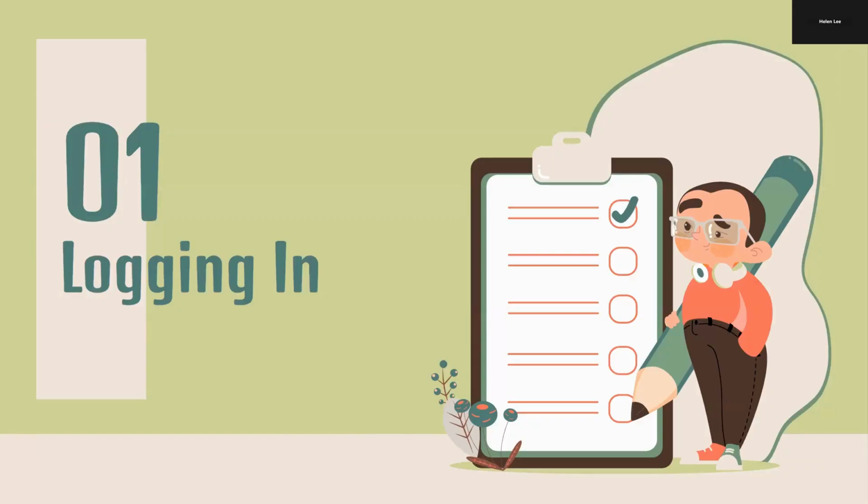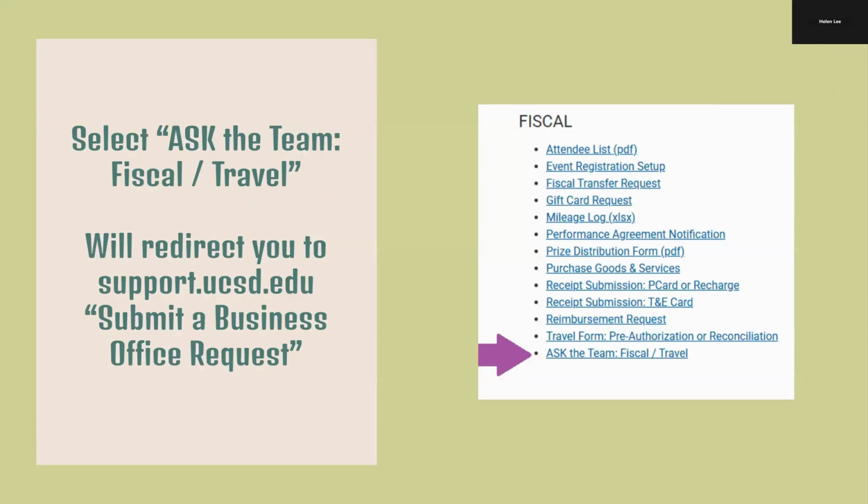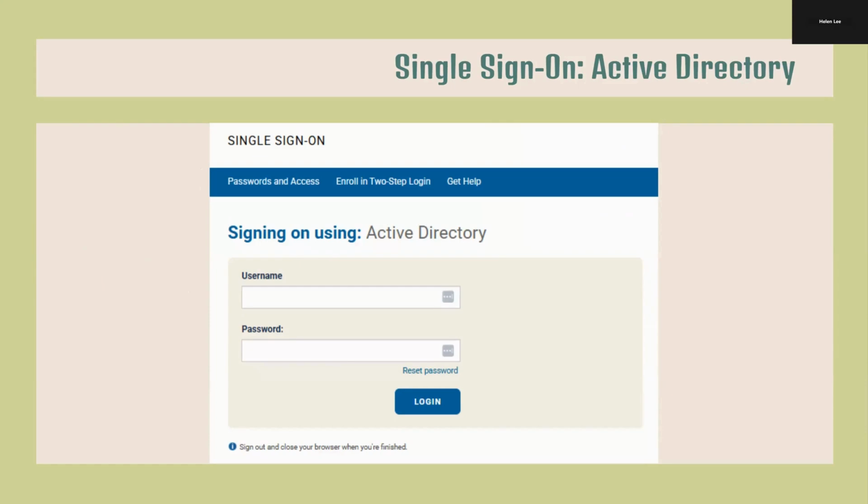So let's try logging in. First, you'll want to navigate to UCBO's Get Help page. We recommend that you bookmark this page for easy access. And when you get to the Get Help page, you will scroll down to the Fiscal list and select Ask the Team Fiscal Travel at the bottom. It will redirect you to support.ucsd.edu. Submit a business office request. And as you're redirected, you will be asked to sign in using single sign-on Active Directory.